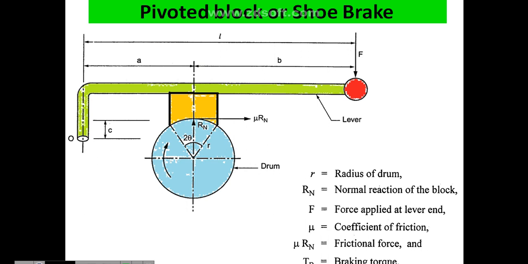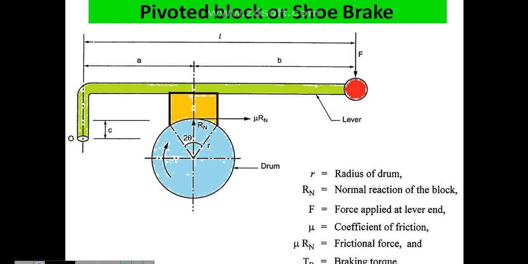So we apply force on the lever. The brake portion, that is the shoe portion, makes contact with the drum and makes it slow down or stop completely by means of friction. Here we are considering some terms: R is the radius of the drum, Rn is the normal reaction of the block, F is the force applied at the lever end, and mu is the coefficient of friction. mu Rn is the frictional force, and Tb is the braking torque.